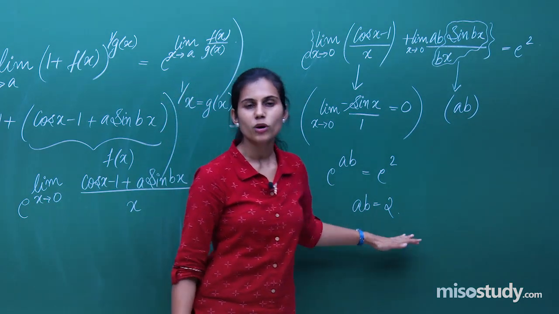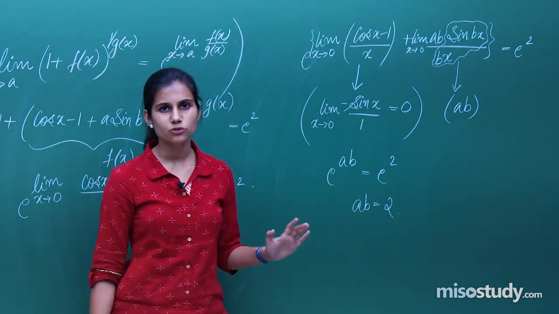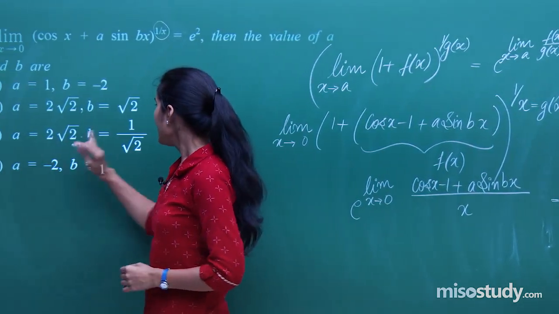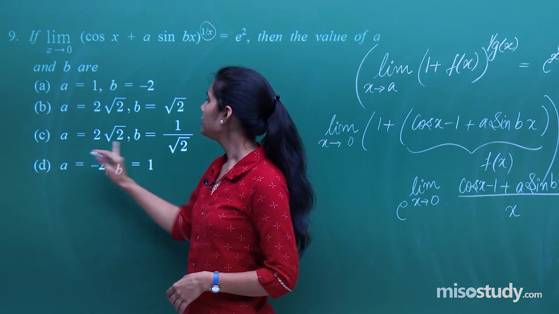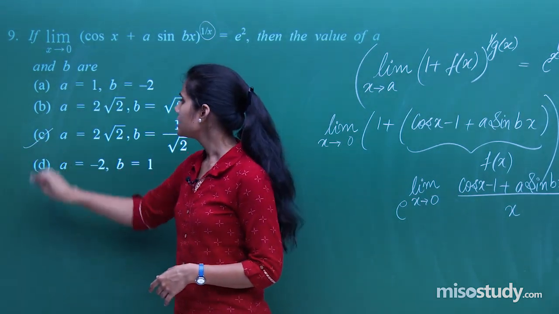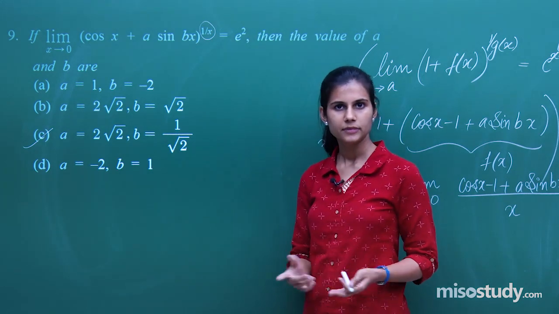ab is 2. Now for what value of a and what value of b can a into b come out to be 2? Let's see, obviously if a is 2 root 2 and b is 1 by root 2, you get a into b is 2, rest none of the options are going to suffice for this. So C is the correct answer. Clear?